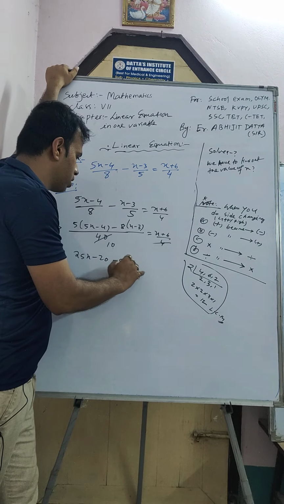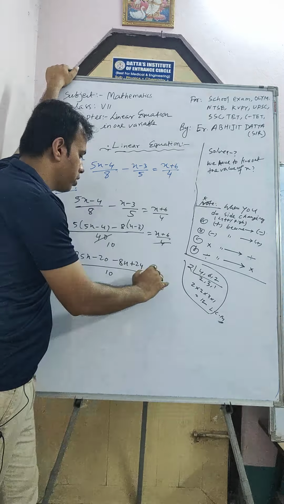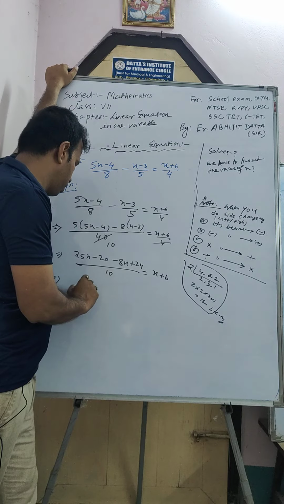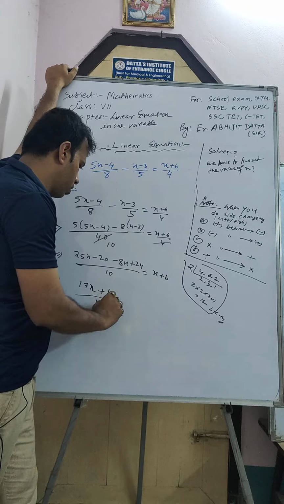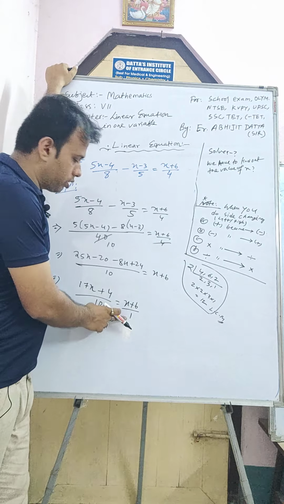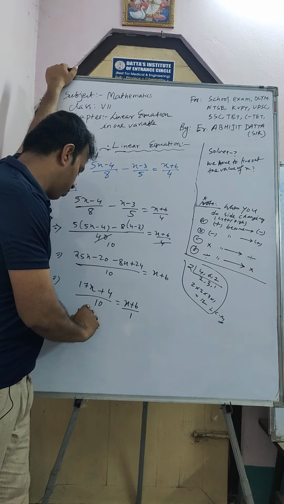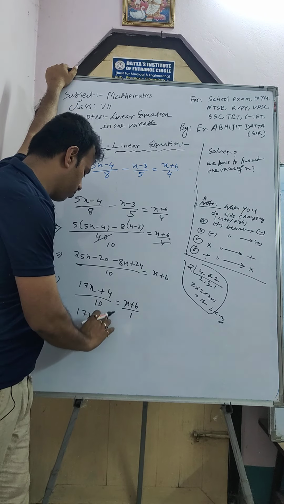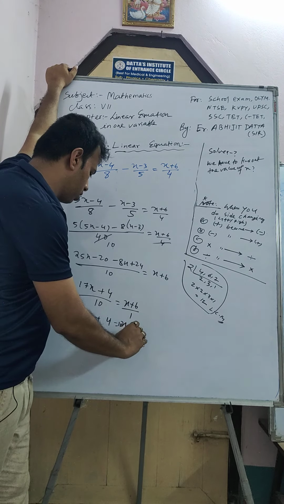Here it will be minus 8x, it will be 24 by 10 equal to x plus 6. So 25x minus 8x, how much? 25x minus 8x is 17x. It will be plus 4 by 10 equal to x plus 6. Now I can write here, after division, cross multiply this one: 17x plus 4 equals 10x plus 60.